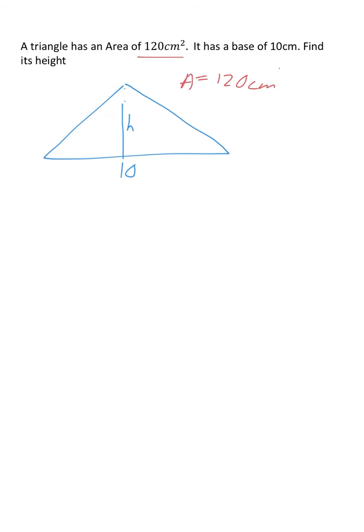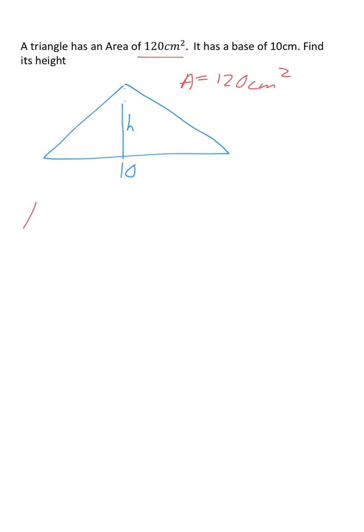Okay, last one. So here we're told a triangle has an area of 120 centimeters squared. It has a base of 10 centimeters. Find its height. So again, let's draw a sketch. We have the base of 10. The vertical height then, we don't know what that is. So I'm going to write it as h. And the area is 120 centimeters squared.